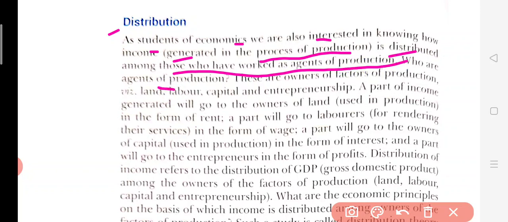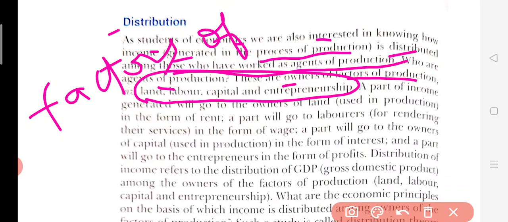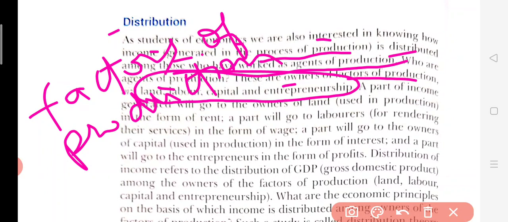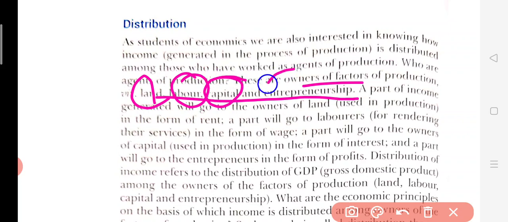So who are the agents of production? These are the owners of the factors of production: land, labor, capital, and entrepreneurship. We call them factors of production. Land, labor, capital and entrepreneur. They are the owners of factors of production, because when a company needs something, like land, labor, employees, capital, money, or entrepreneurship, meaning the skills of the entrepreneurs, it is present in the society and it will be used.